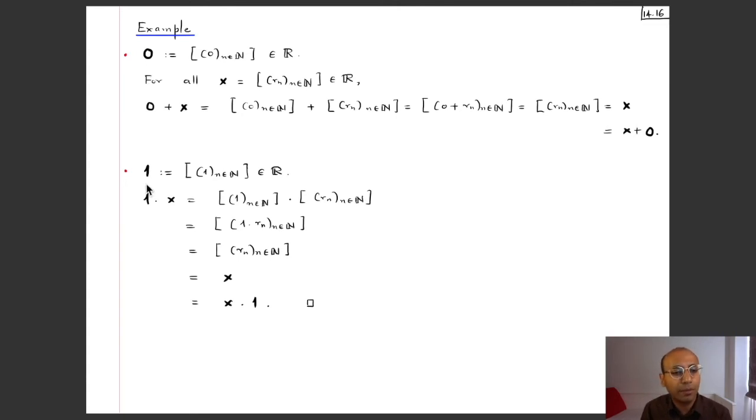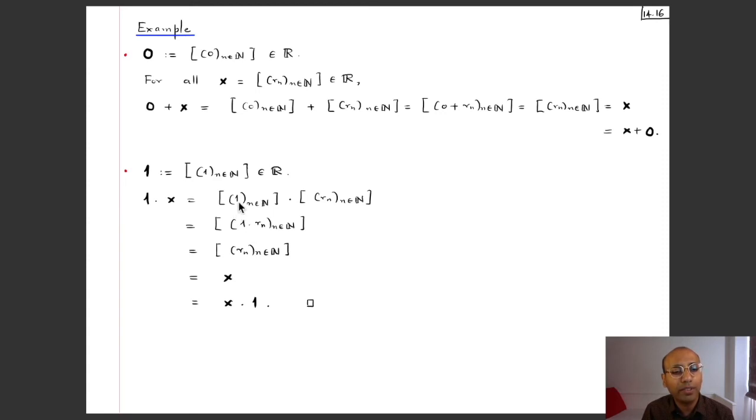Now let us introduce the multiplicative identity. So we take the constant sequence, all of whose terms are equal to 1. That's a Cauchy sequence in Q. We can take the corresponding equivalence class, and that we denote by this boldface 1. And let's show that this is the multiplicative identity. So we'll show that for every real number x, 1 times x is equal to x, and that's also equal to x times 1. Now this last thing follows from commutativity of multiplication, which can be shown, but let's show that 1 times x is equal to x.